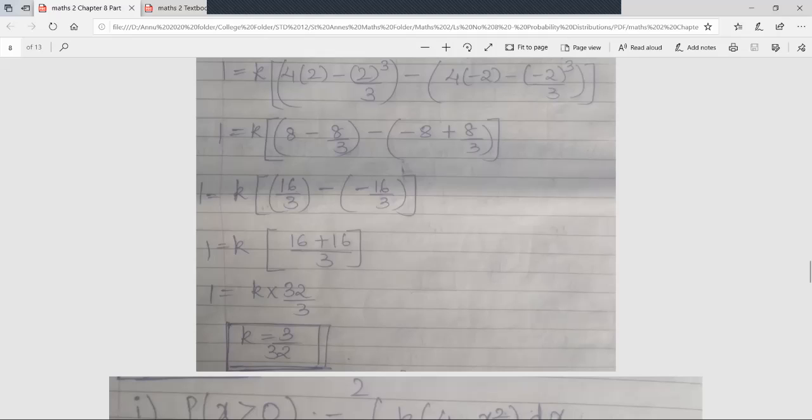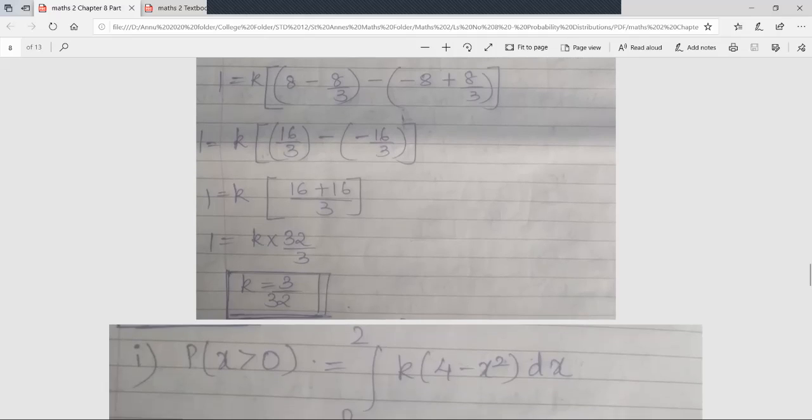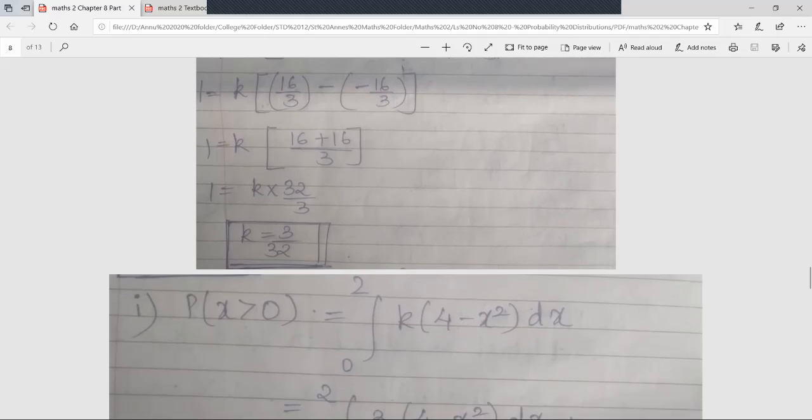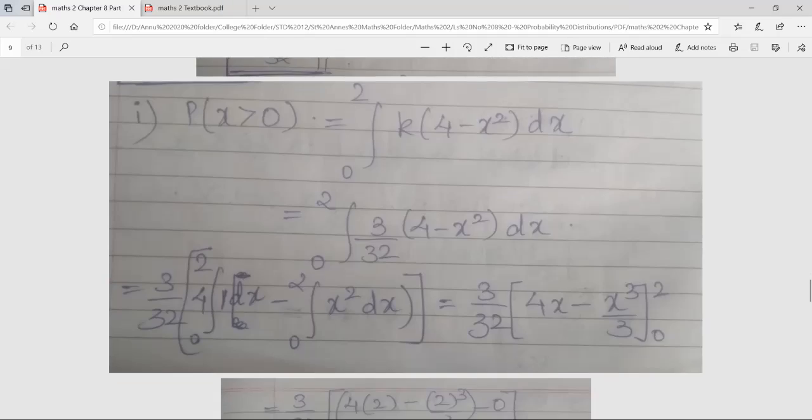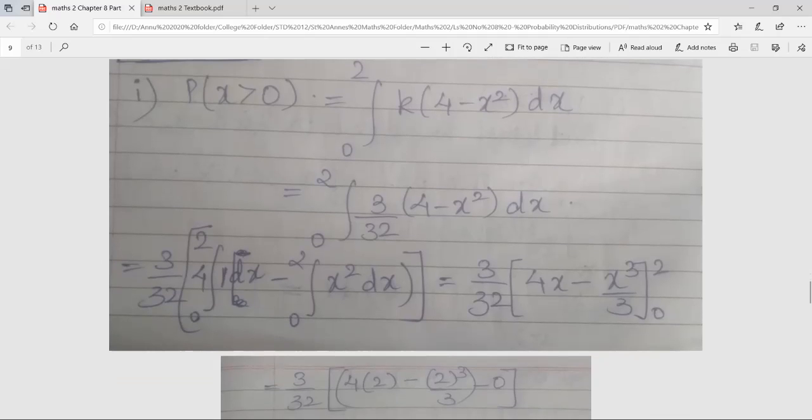Now, as you know the value of k, we can find out all the 3 probabilities which are being asked. So starting with the first probability, that is probability x greater than 0. Now greater than 0, the maximum limit which you can go up to is 2. So integration 0 to 2 k into 4 minus x square dx. But just now we have found out the value of k. So we'll substitute the value of k, which is 3 by 32, into 4 minus x square dx.